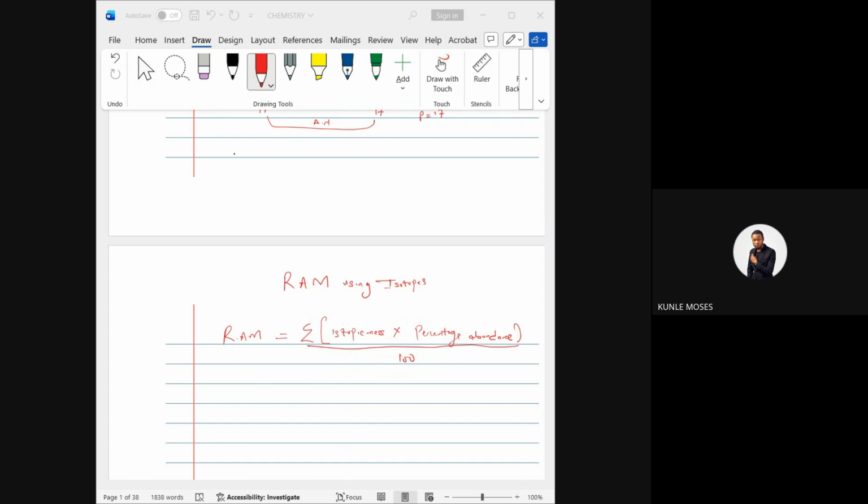Hope it is clear. Let's say, for example, they say chlorine has 2 isotopes, right? Someone should do this.